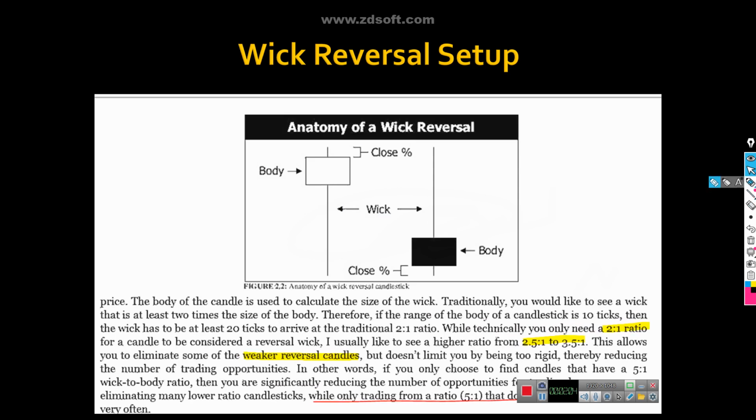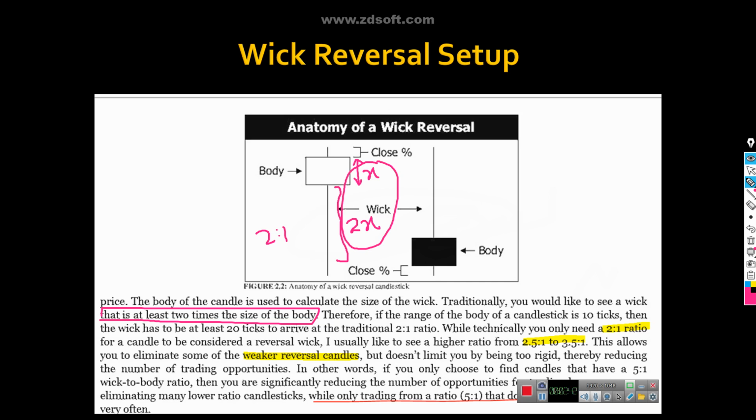Traditionally, if you want to see a wick reversal candidate, we'll see the exact wording from the textbook: traditionally we would like to see a wick reversal at least 2 times the size of the body. So if the wick is 2 times the body length, it is called a wick reversal. A 2 to 1 ratio means that if the wick is 2x, the body has to be x. This technically qualifies as a wick reversal, but if you follow this 2 to 1 there will be a lot of signals and some weak reversal candidates as well.